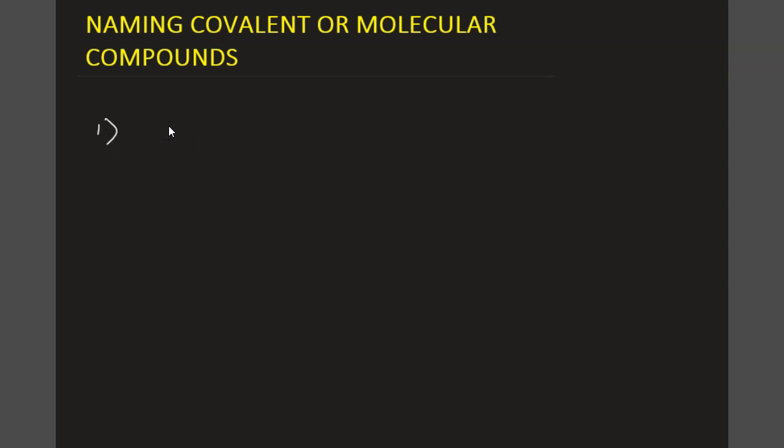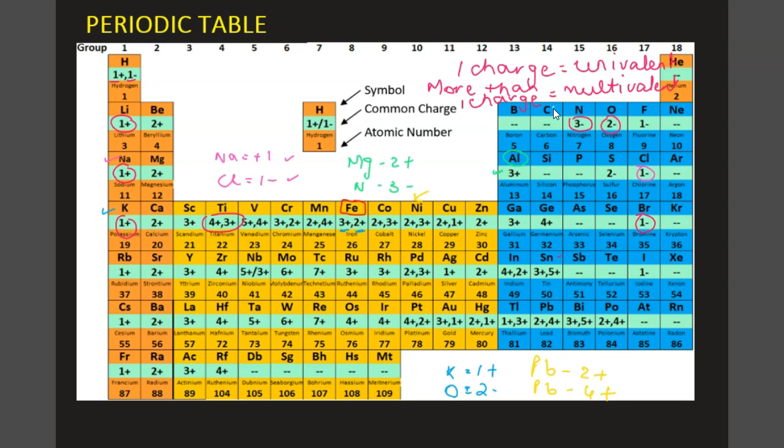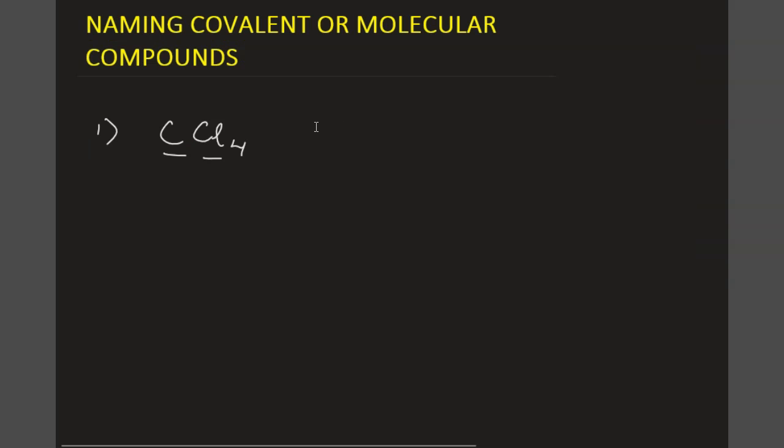For example, if we have CCl4, because carbon and chlorine both are nonmetals, we can look at these both in the periodic table. So we see here carbon and chlorine, these both are nonmetals. Naming covalent compounds is very easy. All we have to do is just name both the nonmetals.